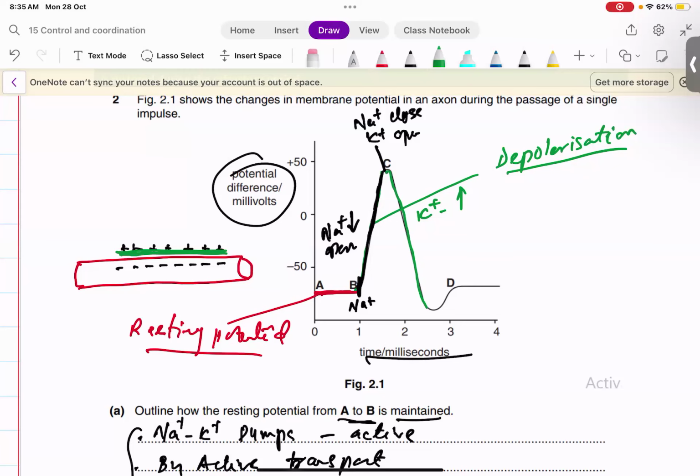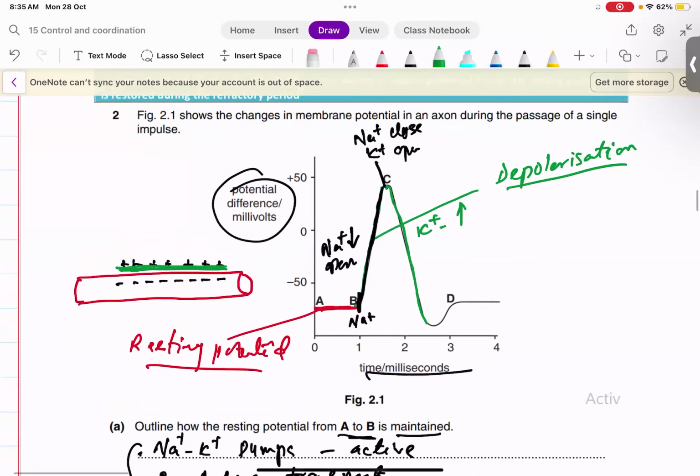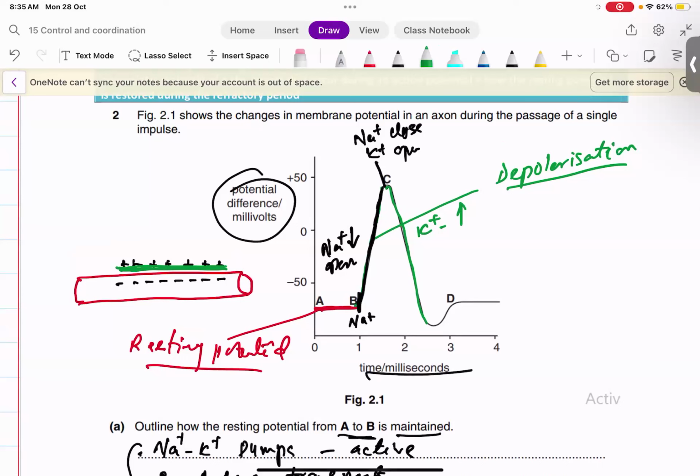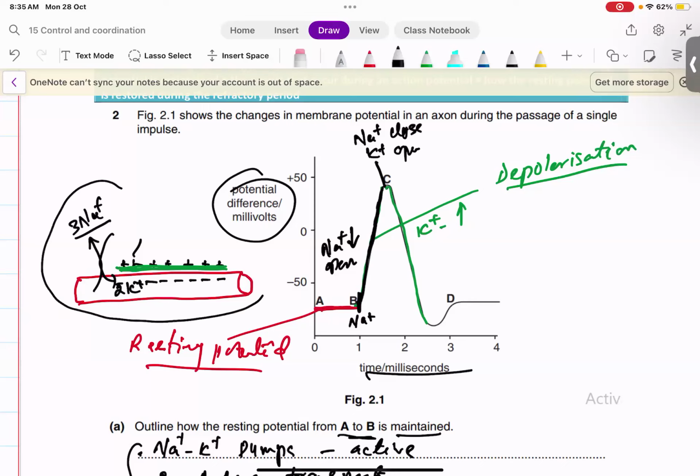And I explained how it happens. 3 sodium ions are moved out and 2 potassium ions are moved in. So you see there are more positively charged ions being moved out and fewer positively charged ions being moved in. Consequently, the outside becomes positively charged and the inside becomes negatively charged. So this is how resting potential is achieved.